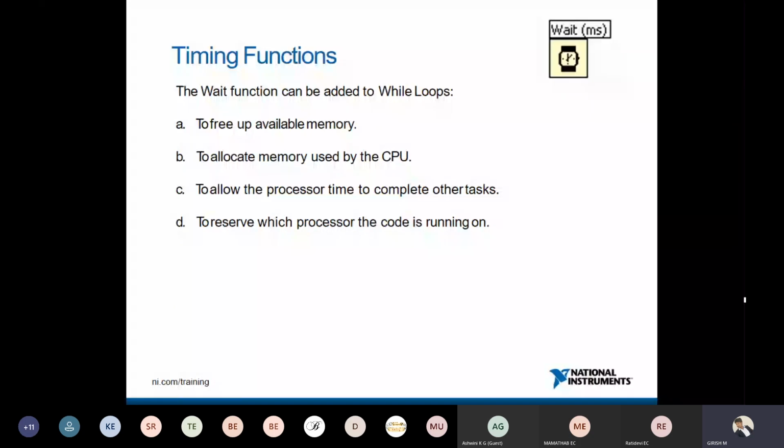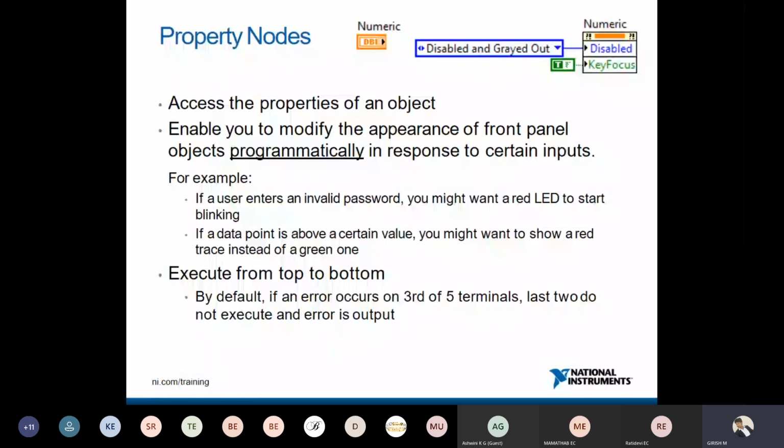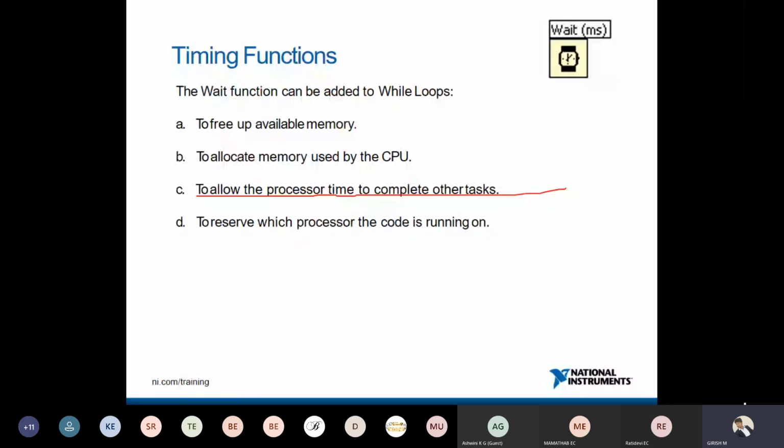Okay, the wait function can be added for while loops. Yes, of course, we can add it for the while loops in order to allow the processor time to complete other tasks. That's it. In a while loop, you know that the loop is going to repeatedly execute. In such a case, if you want to allow the processor time to complete other tasks, wait millisecond can also be used in while loops. That is the primary thing.